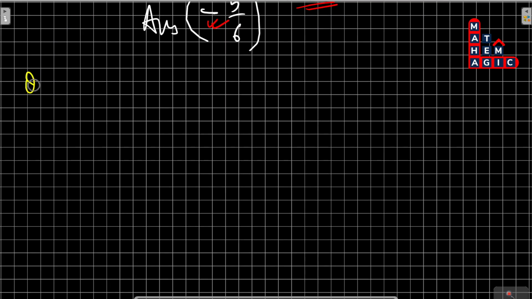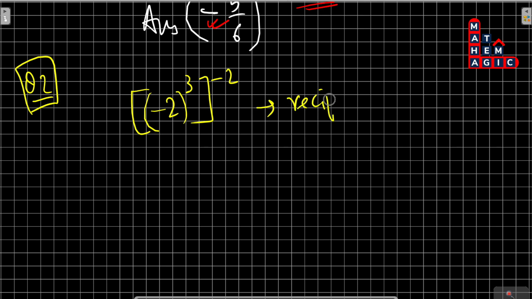Moving on to the next sum now. Alright, so the next sum that I've taken is also quite a simple one. I just want to know the answer of this. The question is minus 2 whole to the power 3, again in brackets, whole to the power minus 2. So what will be the reciprocal of this number?